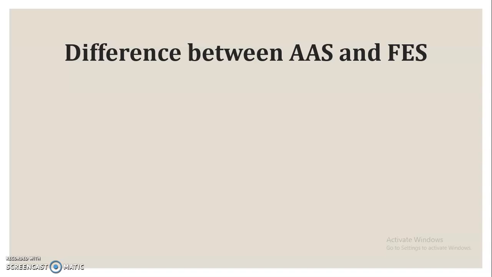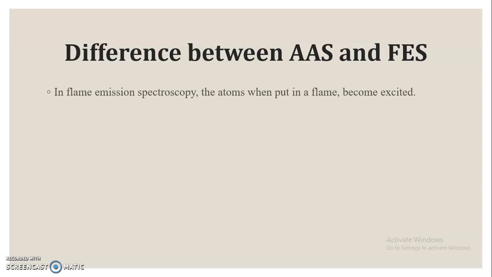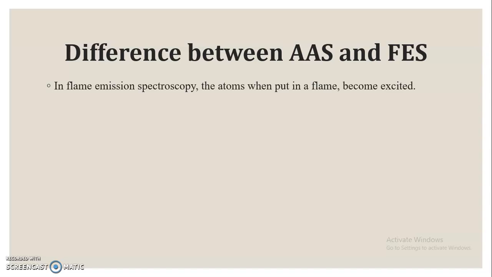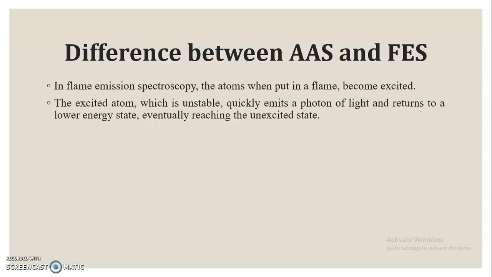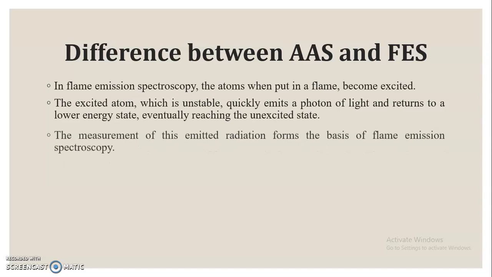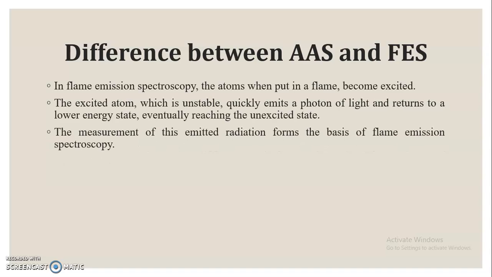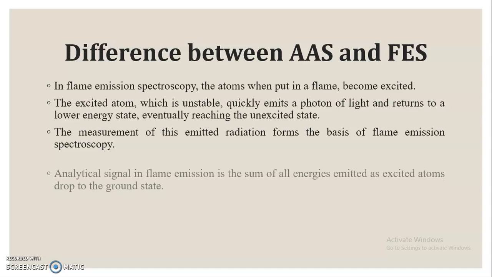Now we will see the difference between atomic absorption spectroscopy and flame emission spectroscopy, which is known as flame photometry. We will just revise what we have seen in flame emission spectroscopy. In flame emission spectroscopy, the atoms when put in the flame become excited. An excited atom, which is unstable, quickly emits a photon of light and returns to a lower energy state, eventually reaching the unexcited state, which is known as the ground state. The measurement of this emitted radiation forms the basis of flame emission spectroscopy.